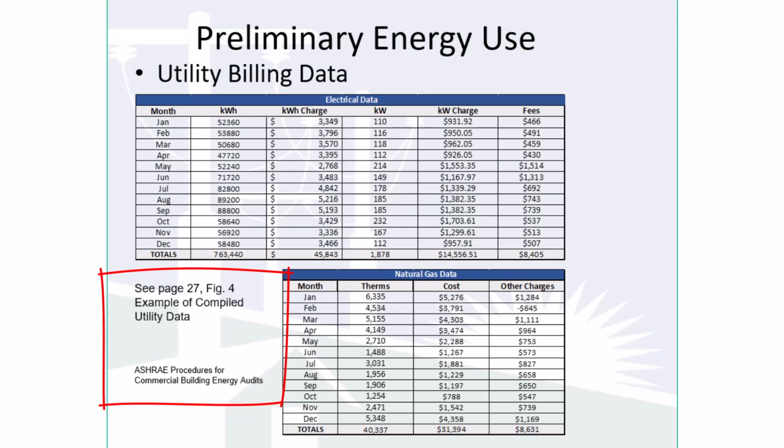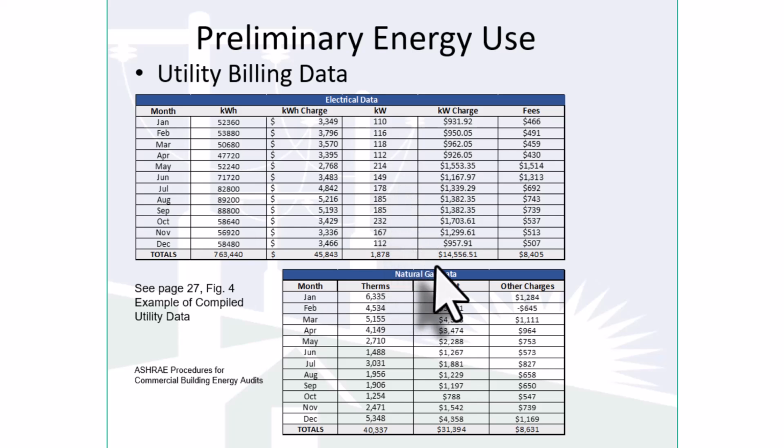So what I've shown here is the utility data for that community college building in Portland for a whole year. And you'll see I have kilowatt hours, that's the electrical use for each month, and then it's totaled up. And then the charge per kilowatt hour for each month, then totaled. And then this is called the demand. That's the peak electrical load in each month. Utilities like to charge for demand, and sometimes it can be fairly significant.